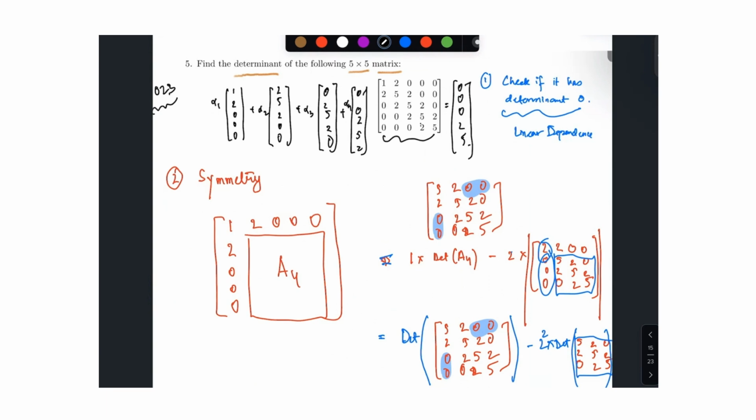Doing row operations changes the determinant, right? You can find the inverse using row operations, but it changes the determinant because you're multiplying by non-zero constants. If you swap the columns, that's fine, but you're doing some linear operations that can change the determinant. Did you get it, guys?